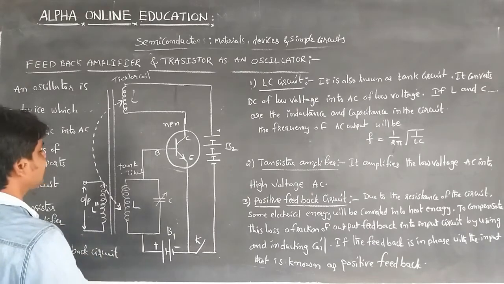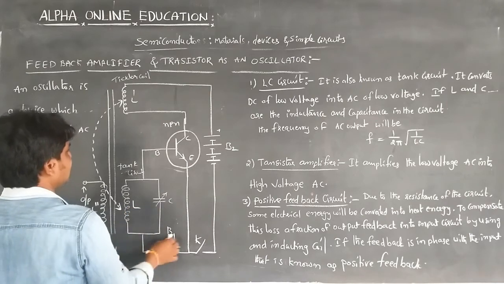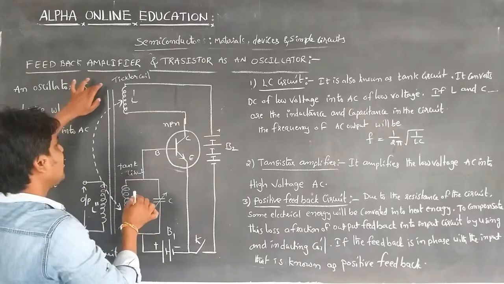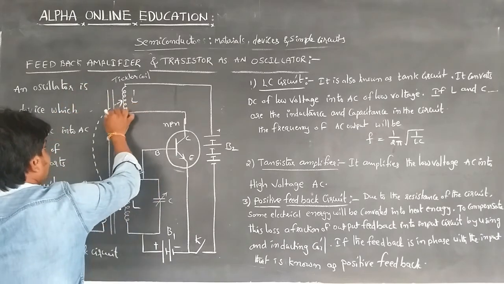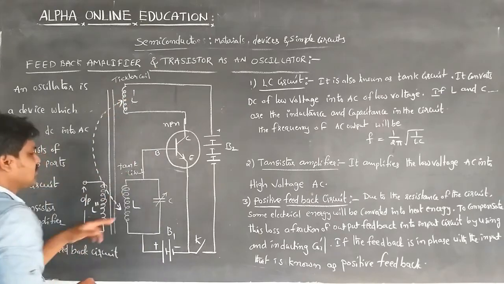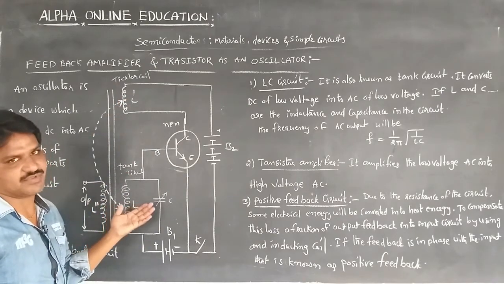In the positive feedback circuit, L is one of the inductances and the other, L dash, is called a tickler coil. Some of the feedback is connected through the tickler coil to the tank coil, due to the mutual induction between them.